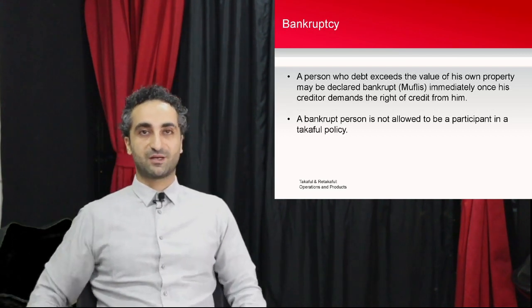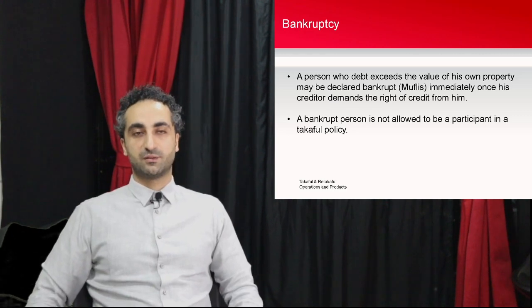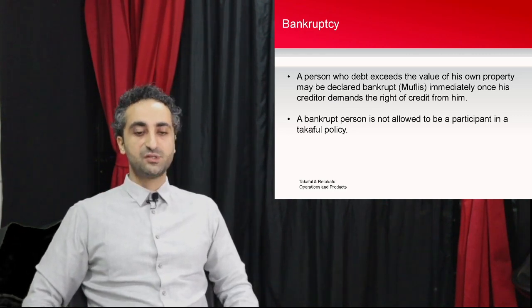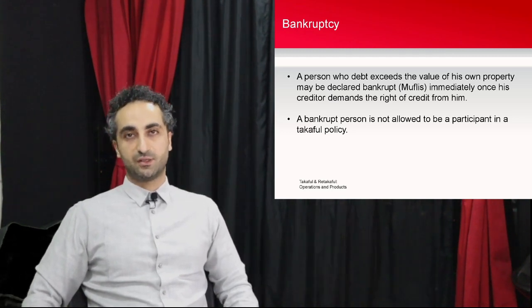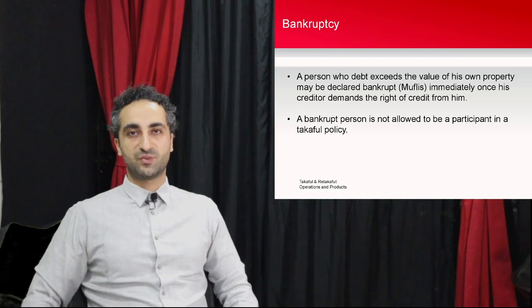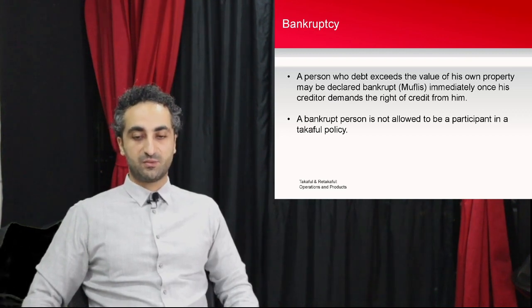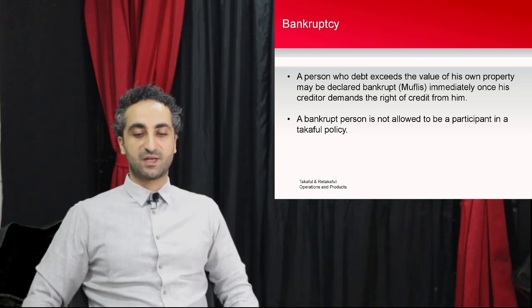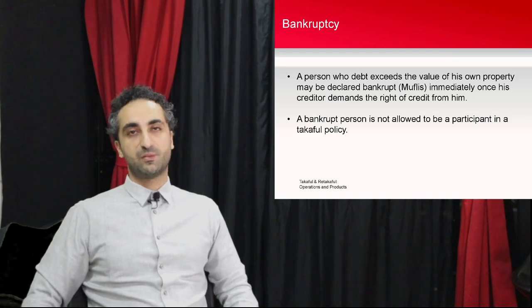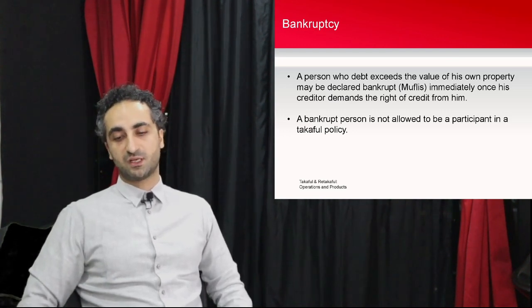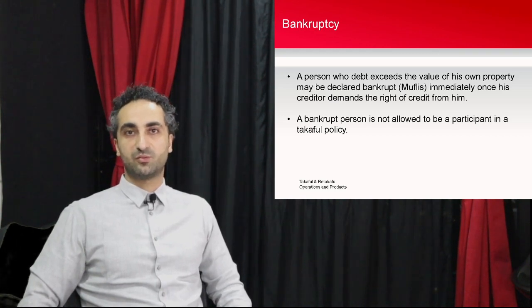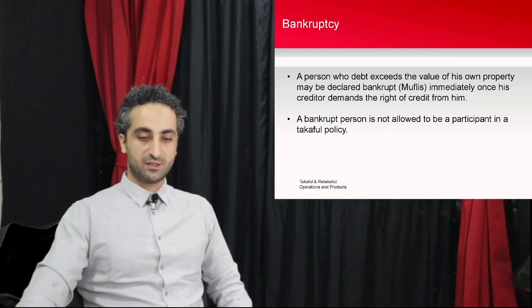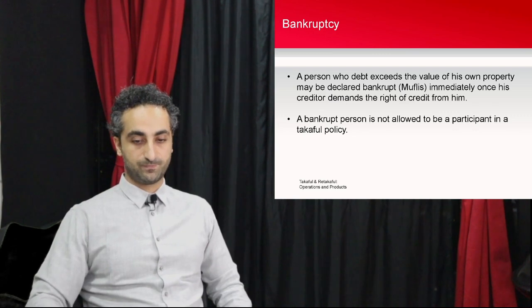Now let's move to bankruptcy. What if someone is bankrupt? A person whose debt exceeds the value of his own property is declared as muflis, which means bankrupt, immediately, once his creditor demands the right of credit from him. So a bankrupt person is basically not allowed to be a participant because he brings so much burden to the pool and he is not welcomed.